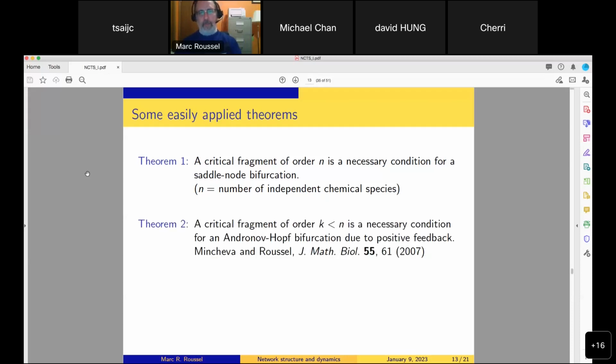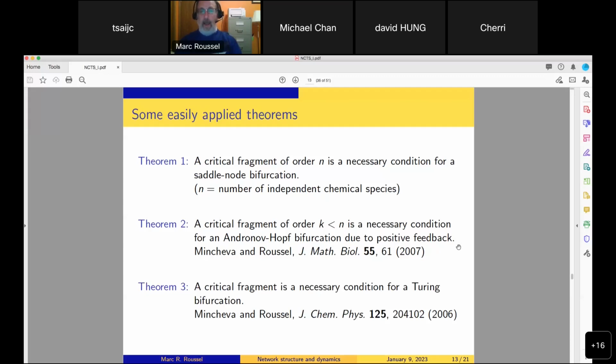Okay, so another theorem. What if I have a smaller critical fragment of order k less than n? Well, that's a necessary condition for an Andronov-Hopf bifurcation due to positive feedback specifically. And these two theorems are found in this paper right here in the Journal of Mathematical Biology.